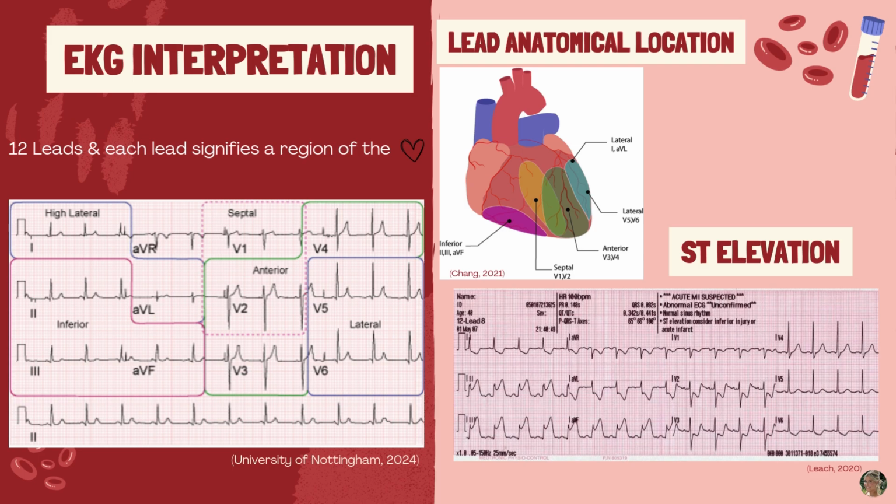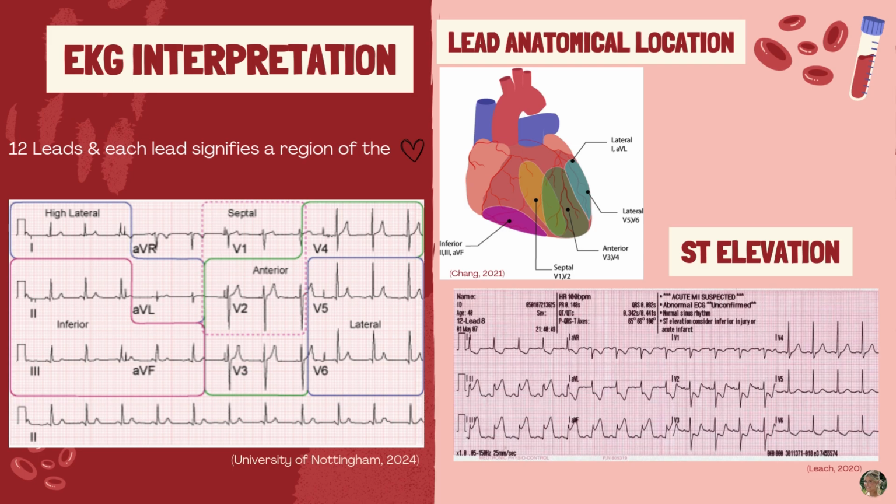So within certain leads, it shows us a certain view of the heart. If we see an elevation in a certain segment, it signifies that the occlusion is going to be in that specific area of the heart. Over here you see leads 2, 3, and AVF, that's inferior, and V2, V3, and V4 is anterior. Septal is going to be V1, V2, and then lateral is going to be V5 and V6.